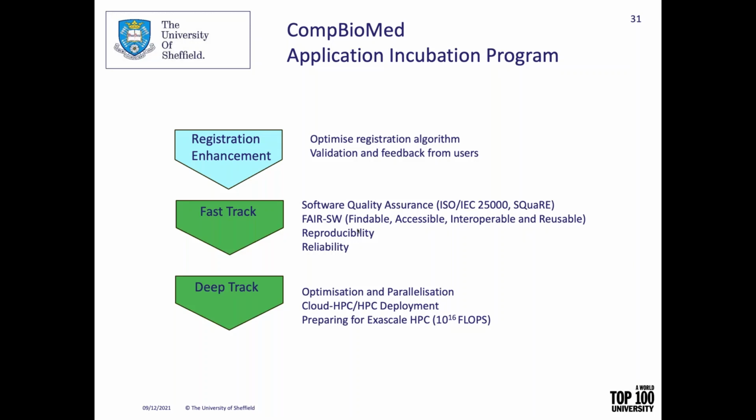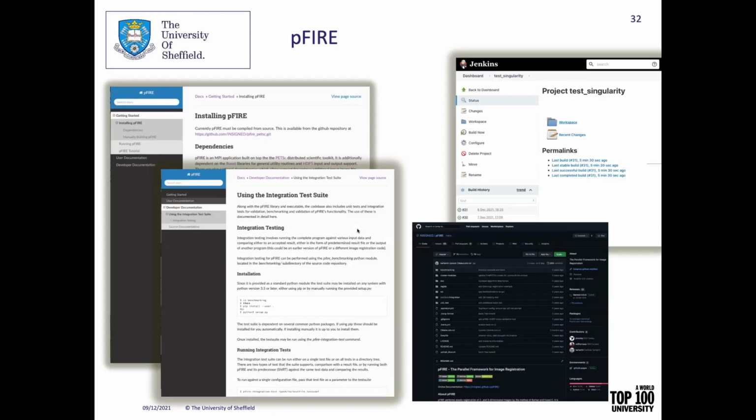At the moment, we are between the fast track and the deep track. The next stage, which we already started actually, is to optimize the parallelization of the software and deploy the software on cloud HPC. The last bit of the transition will be to enable this software to run on next generation exascale architecture. So to fulfill the requirements for the fast track, we created a set of solutions. So we offer the software on GitHub, so it's versioned and is offered publicly with an open source license.